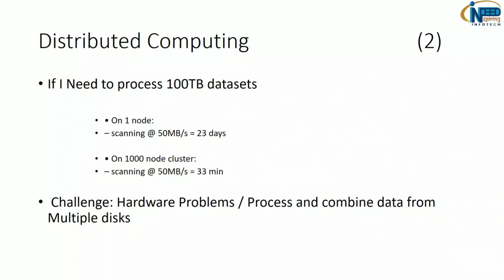Let's understand the power of distributed computing. If I need to process 100 terabytes of data and I have only one machine, one node, with a scanning speed of 50 MB per second, it will take 23 days to process 100 terabytes of data. But if I do the same thing with a 1000 node cluster, it will take only 33 minutes. So you can see the huge difference from 23 days to 33 minutes. Obviously, we will face some challenges related to hardware as well as how to process and combine the data from multiple disks. But we will also discuss how our solution gracefully handles these challenges.